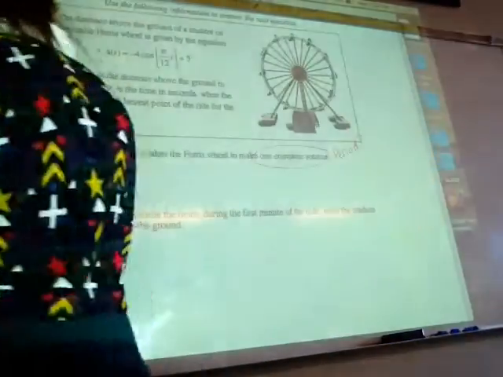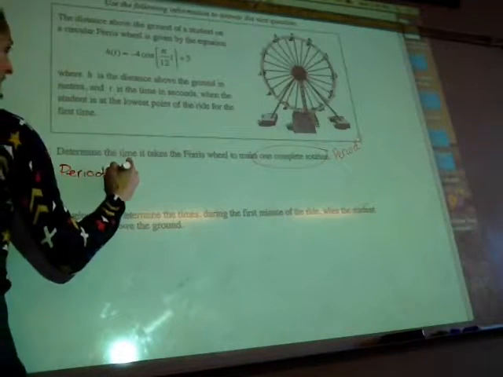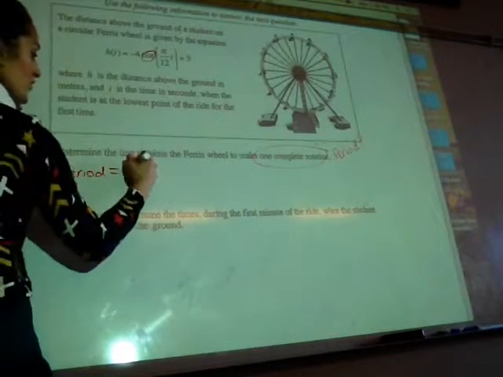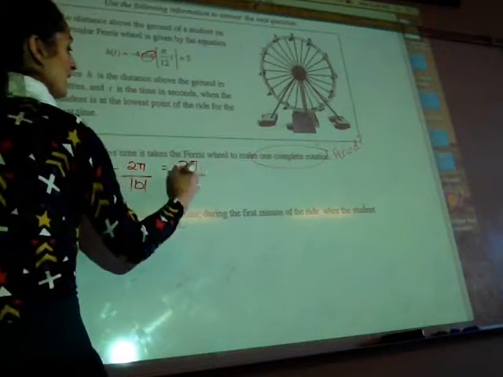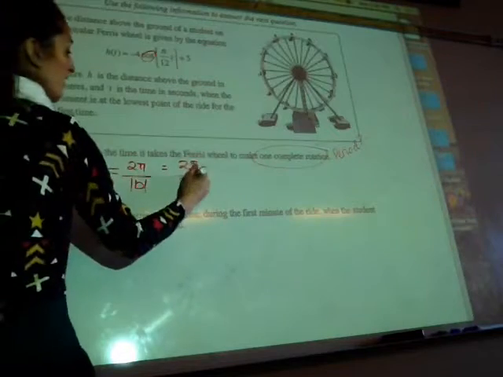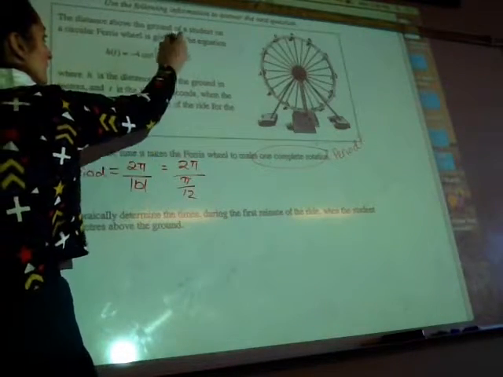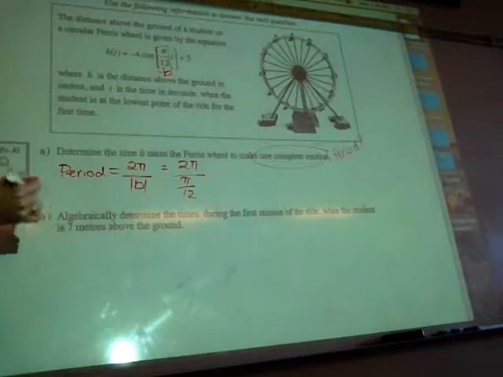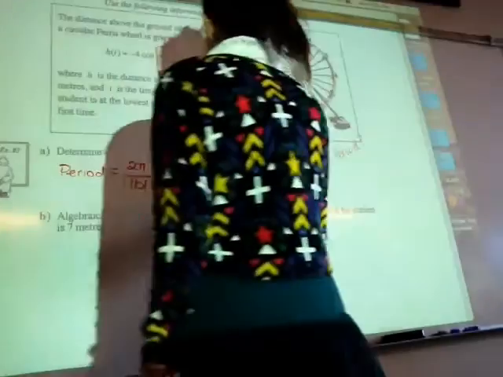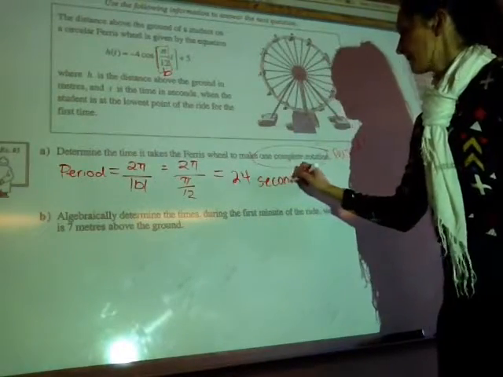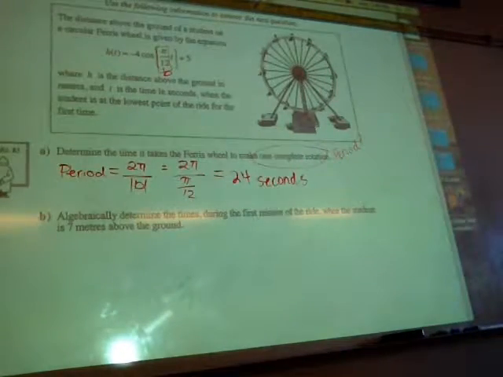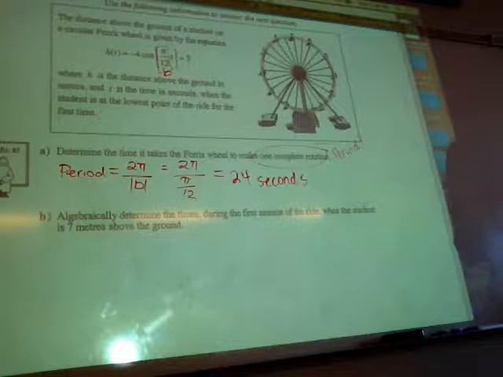To figure that out, period is given by, in this case it's a cosine graph, 2 pi divided by the b value. So we have 2 pi divided by pi over 12. This is our b. So the pi's will cancel out. We get 2 times 12, 24 seconds. So it takes 24 seconds for 1 complete rotation on this Ferris wheel. Seems pretty quick.